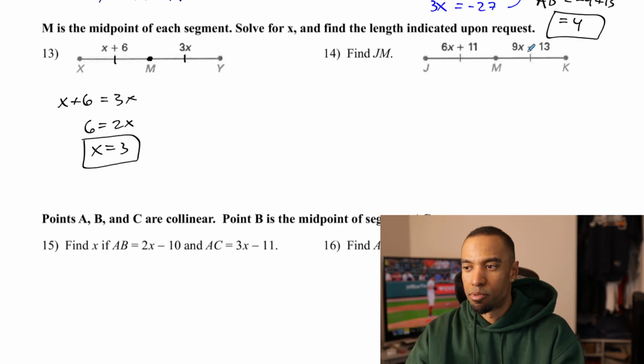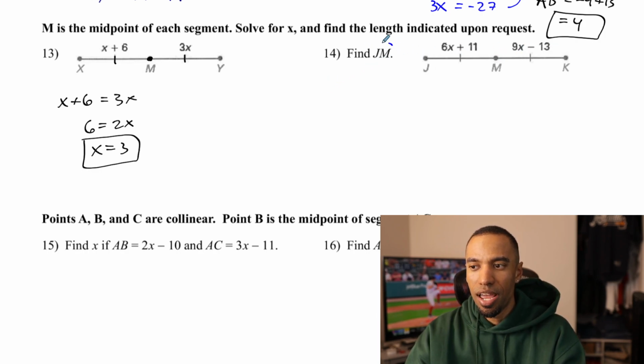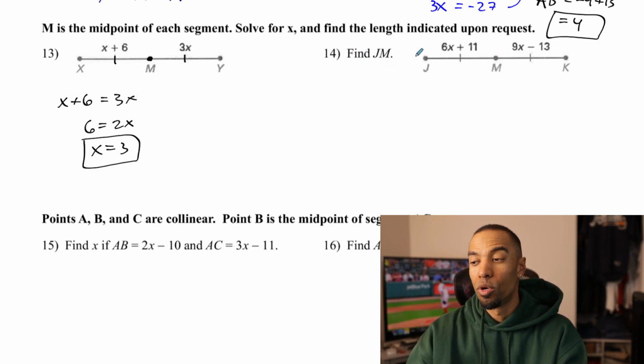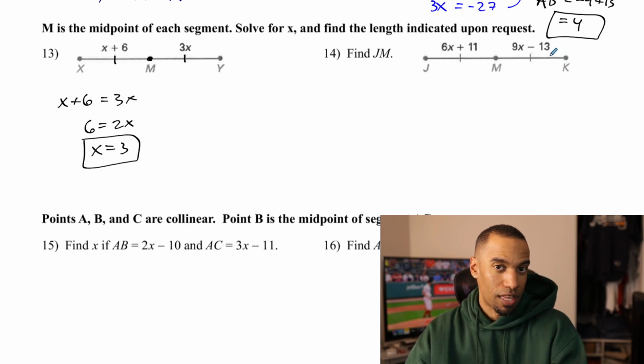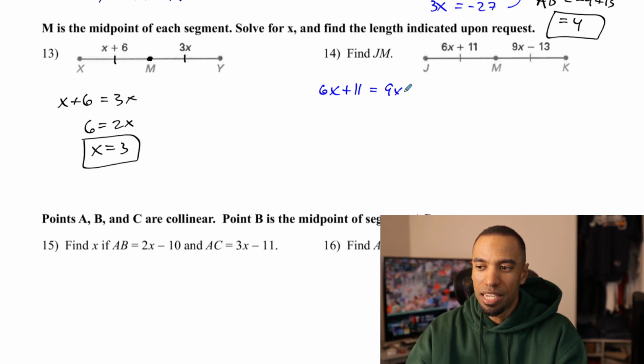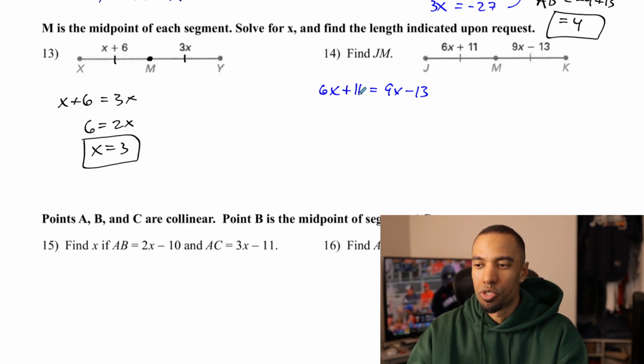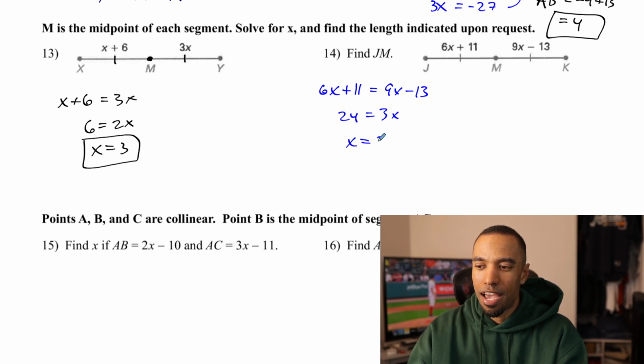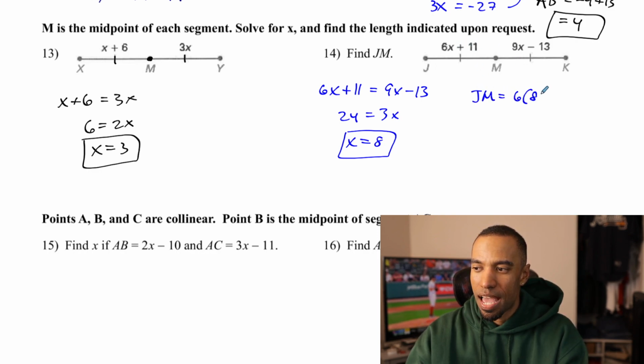Next one, same thing, M's the midpoint of these. I'm going to set them equal to each other, and then find the length of JM, which, by the way, will be the same thing as the length of MK, because they are congruent. That's why I make this equation to begin with. Set those equal to each other. Subtract 6x and add 13 and divide by 3. I get x equals 8. For JM, I'm going to take 6 times that 8 that I found, plus 11. 48 plus 11 is 59, and that is my answer.